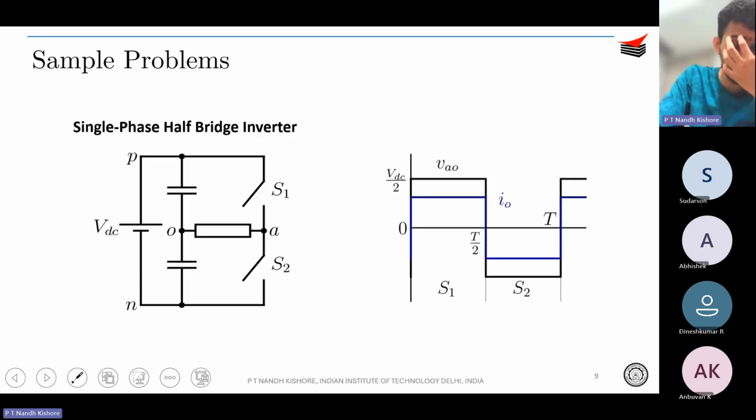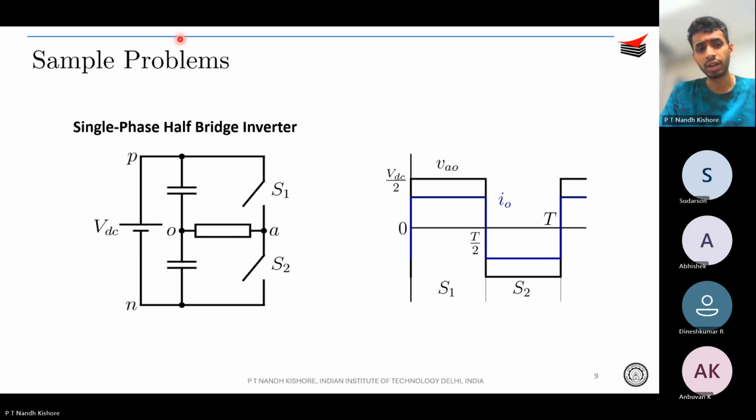So how do you find this out? You try to analyze what will be the source current, right? When S1 is on, you try to understand the path of the supply current. So when S1 is on, what will happen? The current will flow something like this, if you can see my laser pointer. From the plus terminal, it will come something like this.